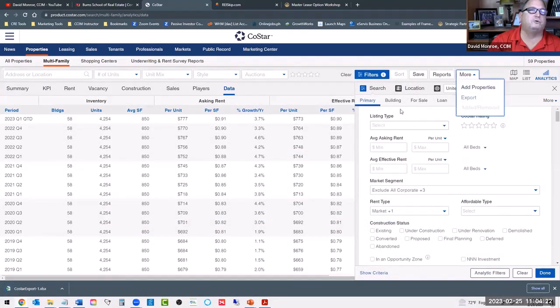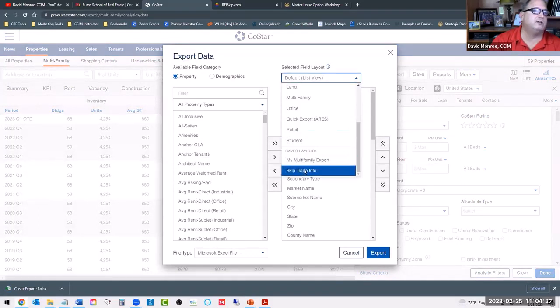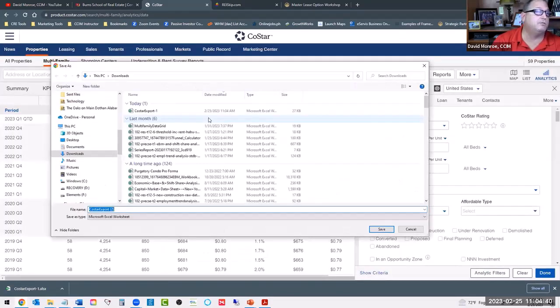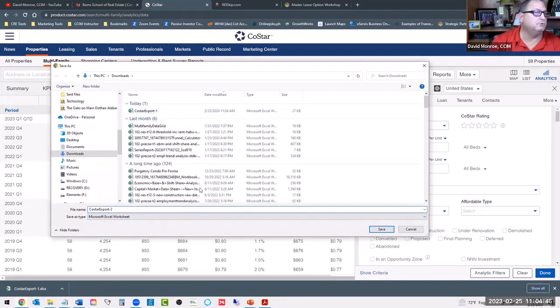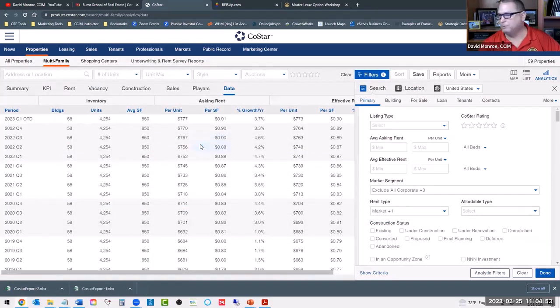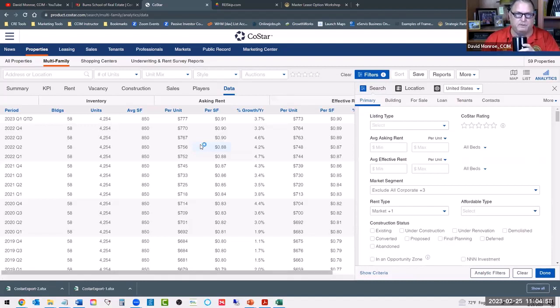And then I'm also going to pull one that I created for skip tracing called Skip Trace Info, and it only provides this information so it's easier to skip trace. But the amount of information you get from just this data is pretty stinking cool. So I'm also going to export this one, and I'm going to call this one CoStar Export 2. All right, so if we look at our CoStar export, I'll let this pull up, it takes a second or two, probably going to pull up on my other screen. So give me a minute while this pulls up.